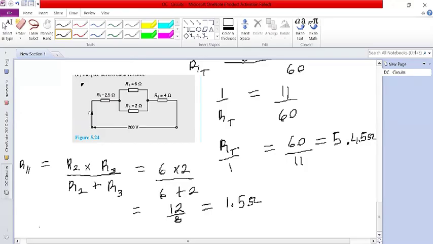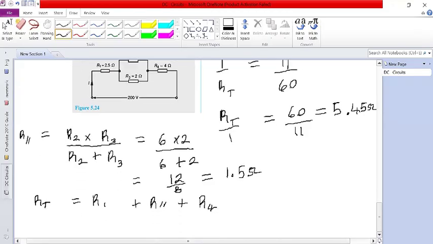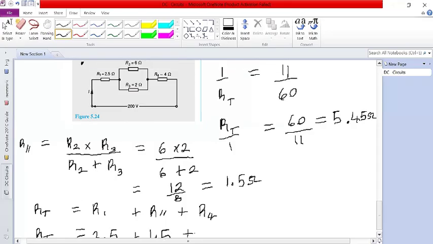So the formula for total resistance, RT is equal to R1 plus the parallel resistance plus R4. So here we are saying that the total resistance RT is equal to R1, which is 2.5, plus R parallel, which is 1.5, then plus R4, which is 4. So if we add this together, we get 8 ohms as the total resistance.